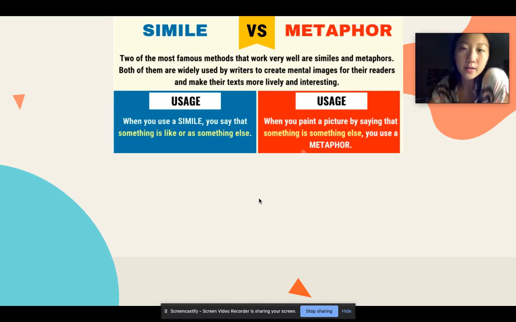All right, and then just to go into it a little more. So 2 of the most famous methods of figurative language are simile and metaphor. Both of them are widely used by writers to create mental images for their readers and to make the text more lively and interesting. So when you have a simile, you're saying something is like or as something else. When you paint a picture by saying something's a metaphor, you're saying something is something else.